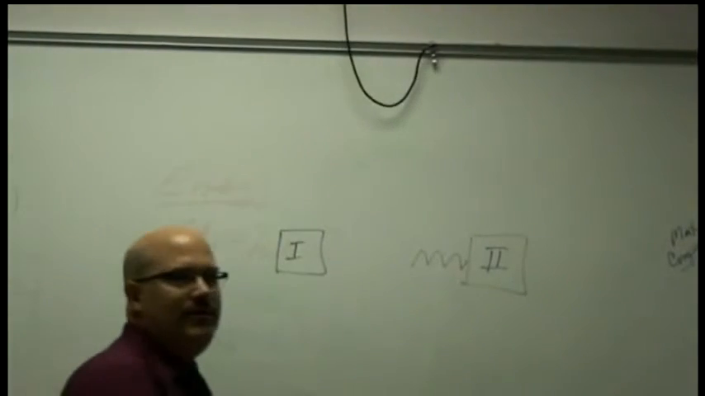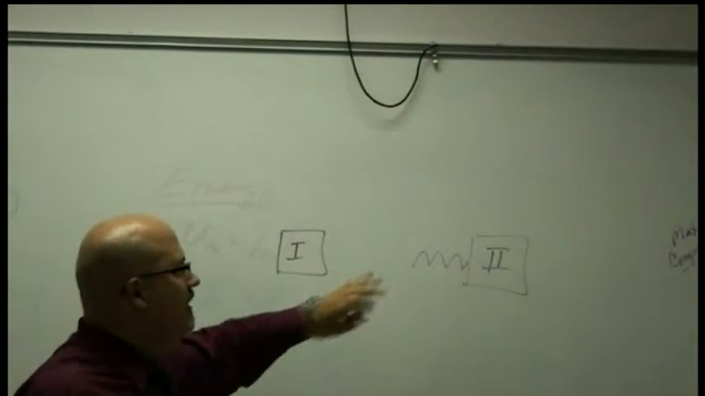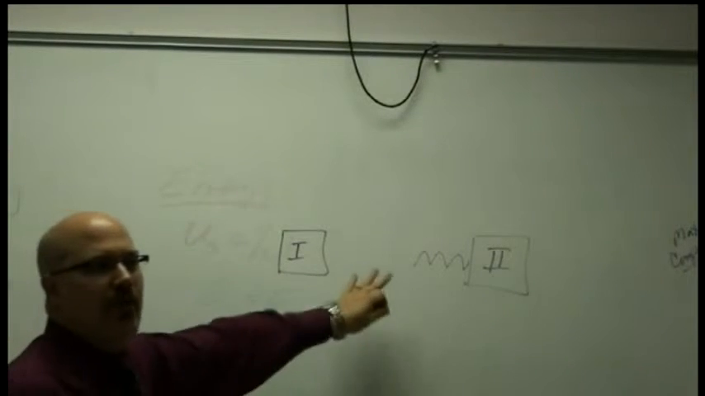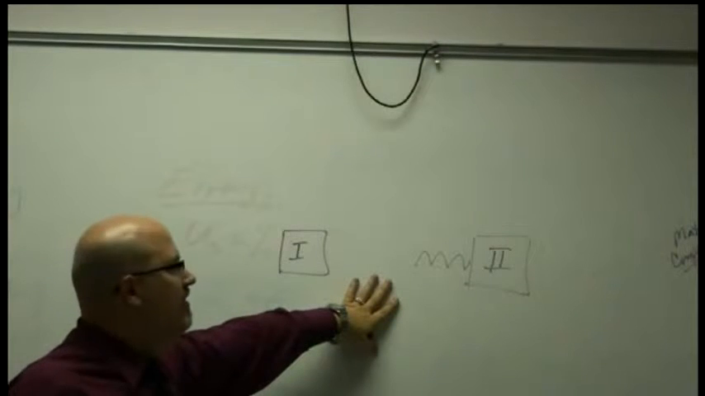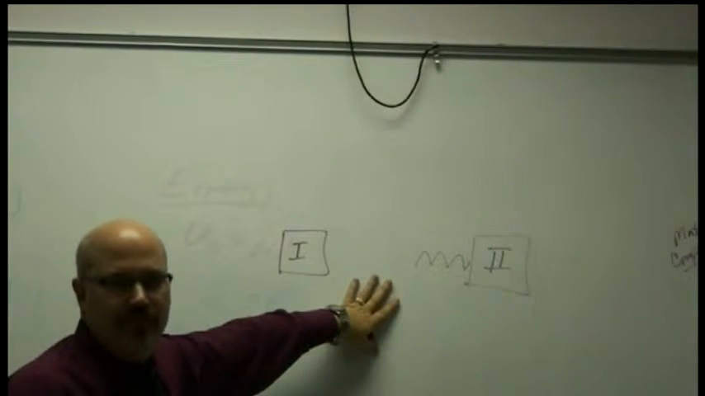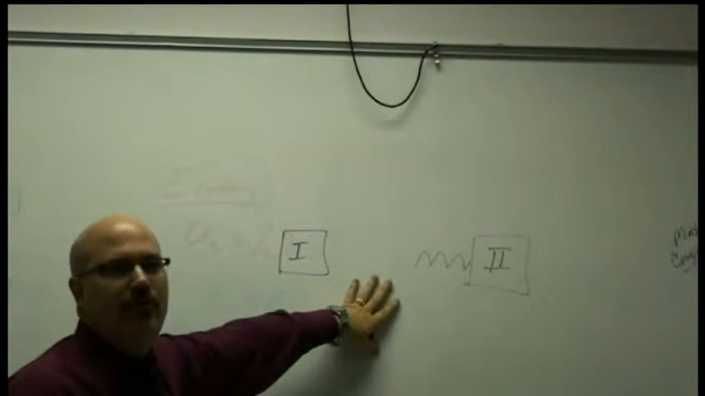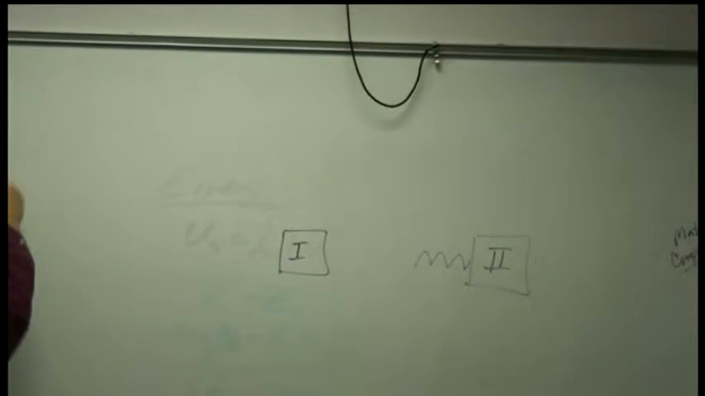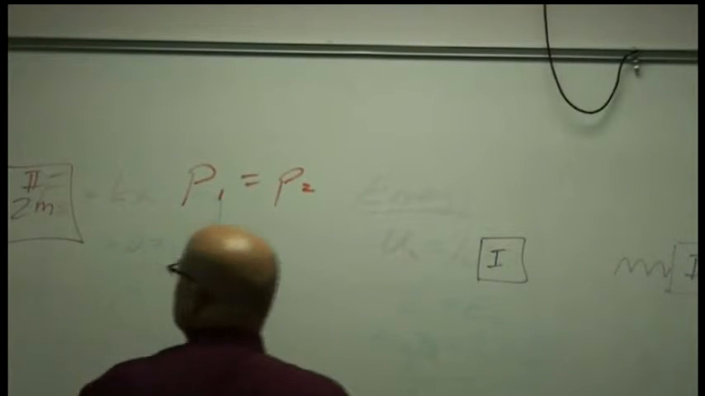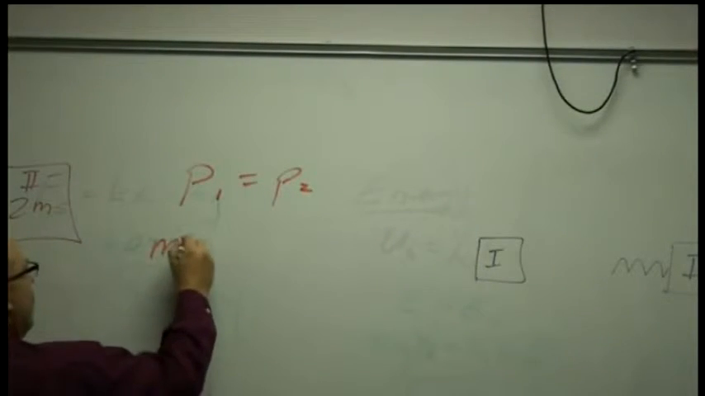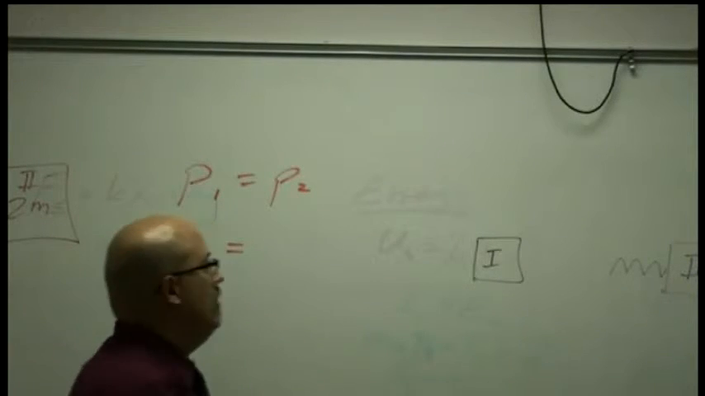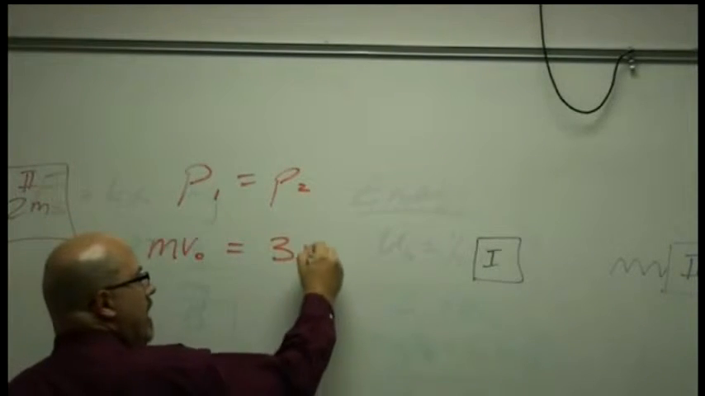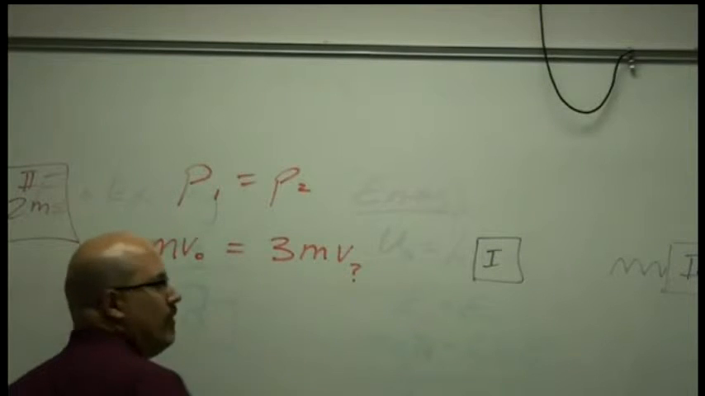Okay, now part C. Part C says calculate the max compression. First of all, this is not a forces problem, right? This is not a kinematics problem. But this is a collision, so therefore conservation of momentum. So what does that tell us? P1 equals P2. How much momentum do we have to start? mv naught. How much momentum do we have afterwards? 3mv question mark, whatever that is, right?